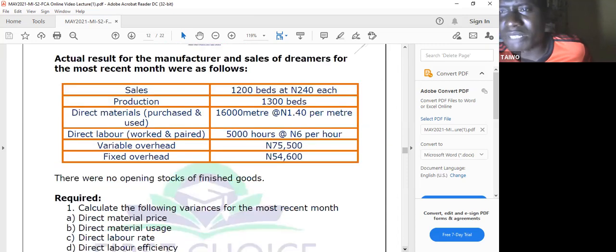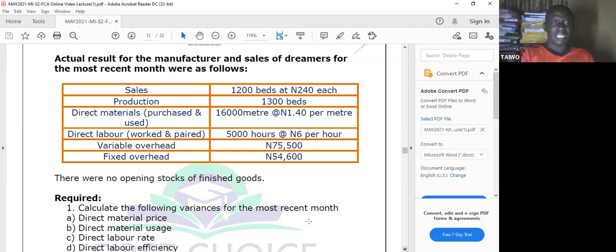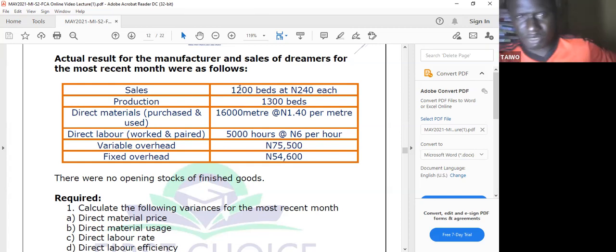They now give you the actual information. Actual information simply means what they actually incurred in the period. Let's look at it. The actual result for the manufacture and sales of dreamer for the most recent month was as follows. We sold 1,200 at 240 naira per bed. That means for each bed, we actually sold them at 240 naira. And we sold 1,200 beds, but we produced 1,300.